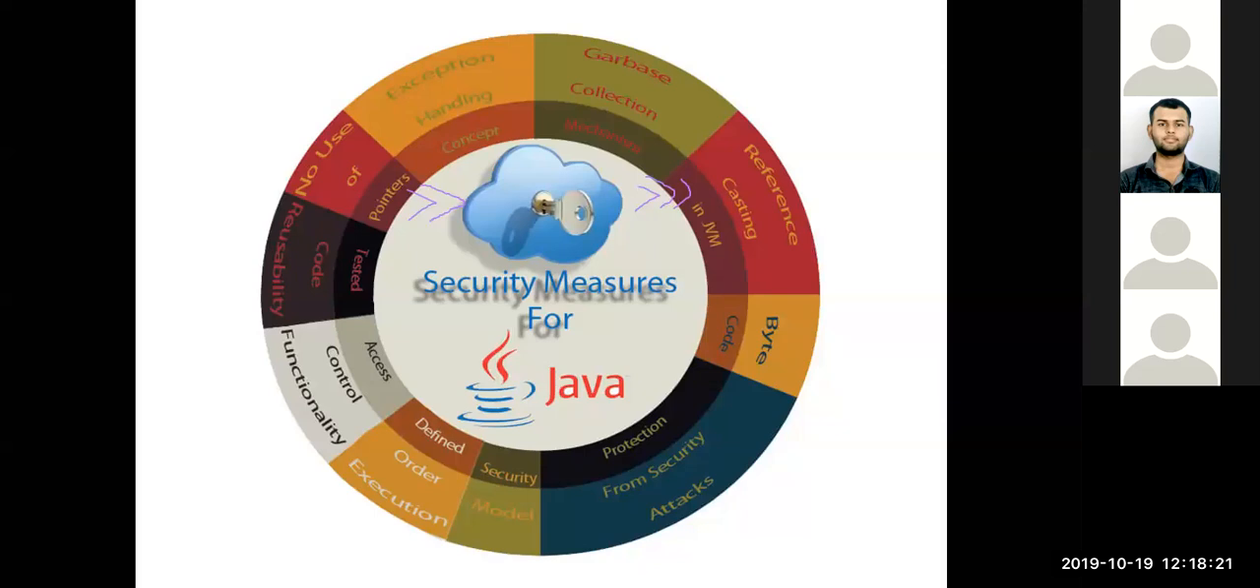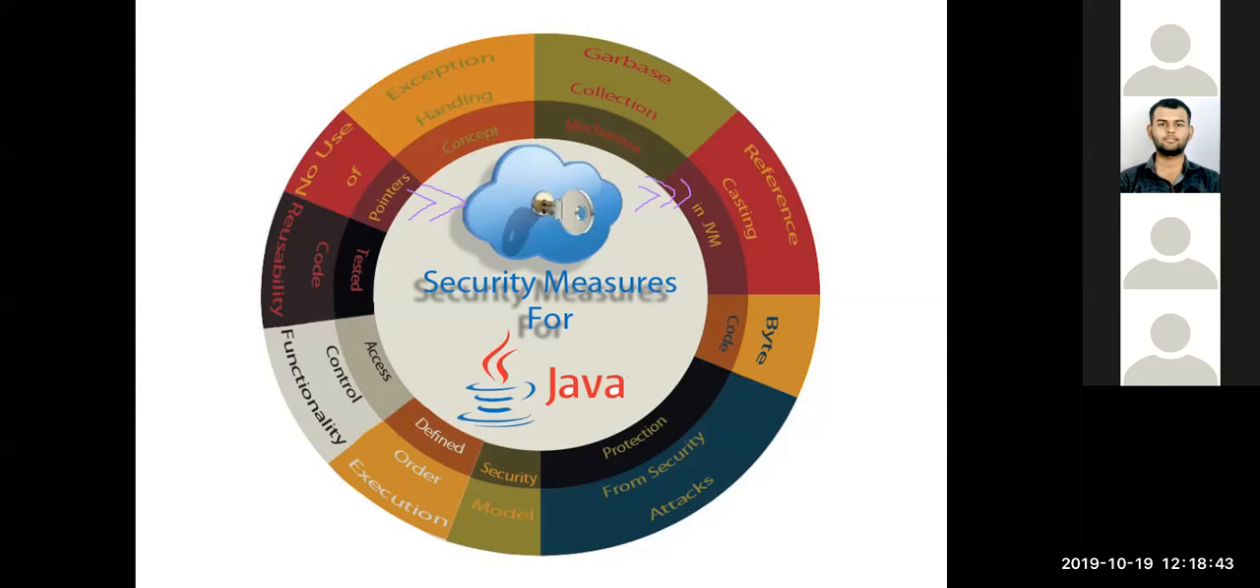So here we are seeing security measures for Java. Java has the concept of exception handling. Java has the concept of garbage collection. Java has the concept of reference casting, bytecode security, like it protects from security attacks. It has a security model.